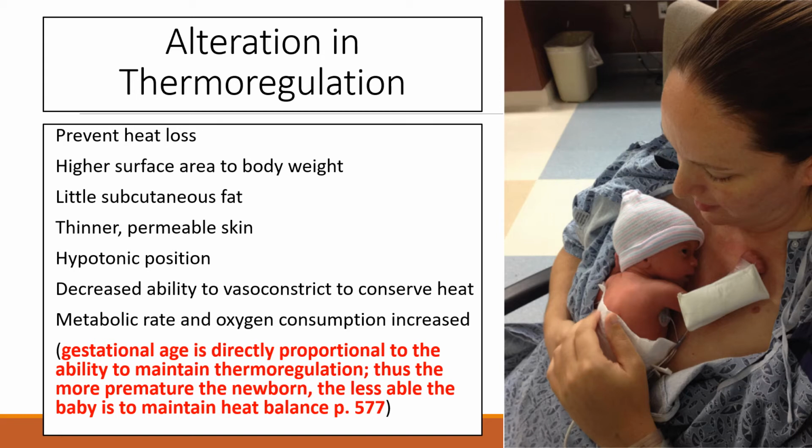Their skin is thin and permeable, so therefore they are easily chilled. They may have a hypotonic position. Remember, those babies that have been in utero for a while have that nice flexed position. They're holding their extremities close to them, and that helps to conserve their heat stores. They have a decreased ability for vasoconstriction to conserve heat, so therefore they're losing their heat.